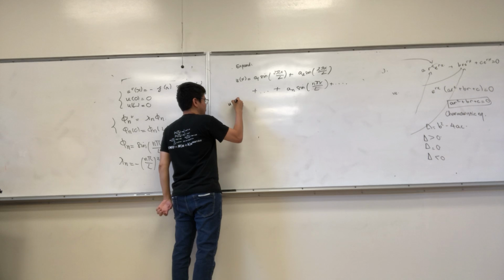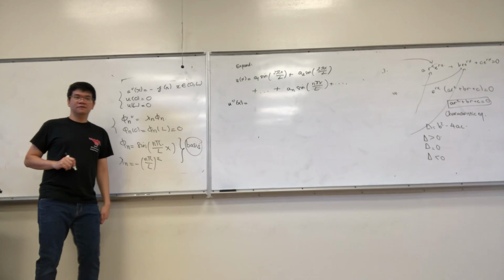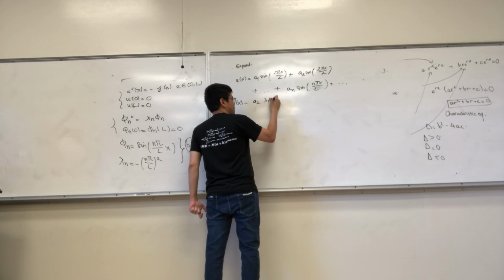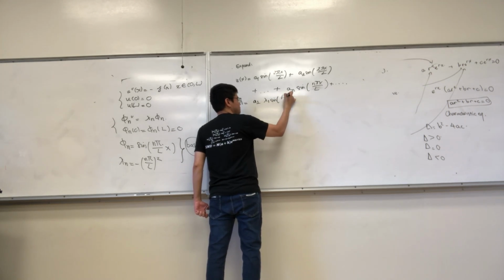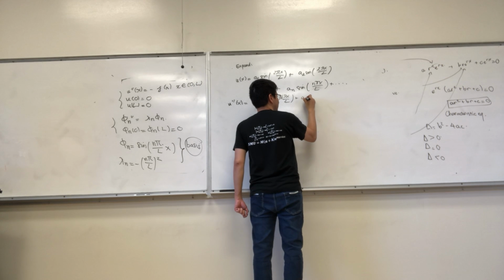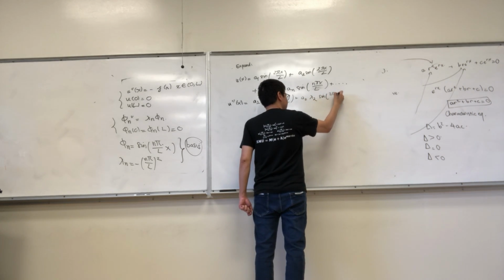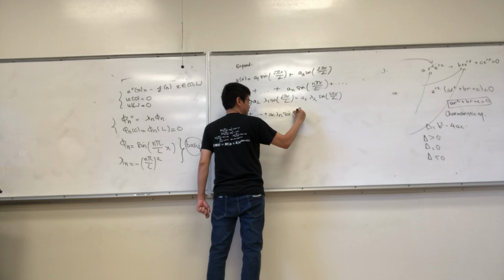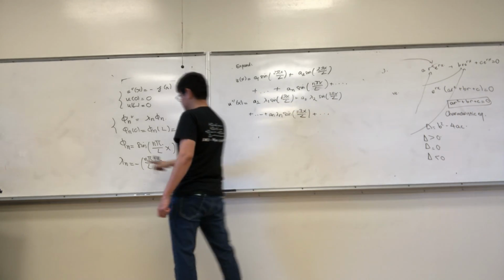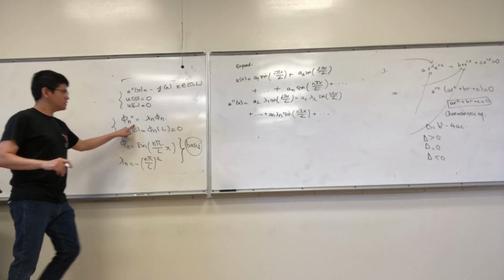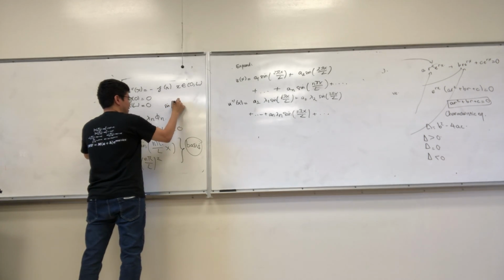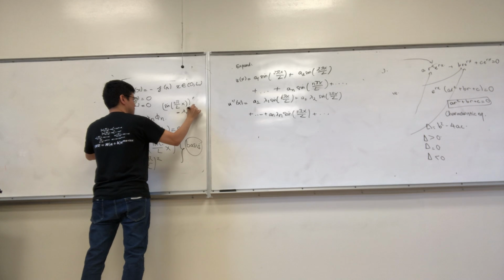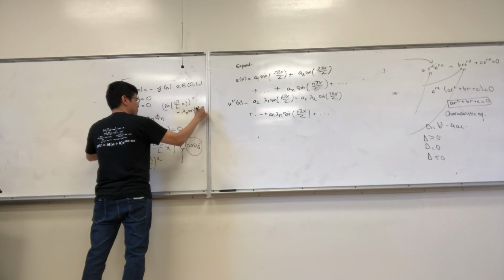Now you're going to take the second derivative of this. When you take the second derivative, you have a1 lambda 1 sin(πx/L) plus a2 lambda 2 sin(2πx/L) plus an lambda n sin(nπx/L). Right, because here you have the second derivative of sin(nπx/L), which is lambda n sin(nπx/L).